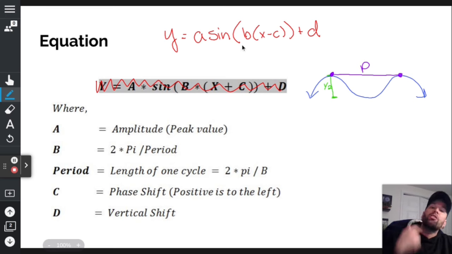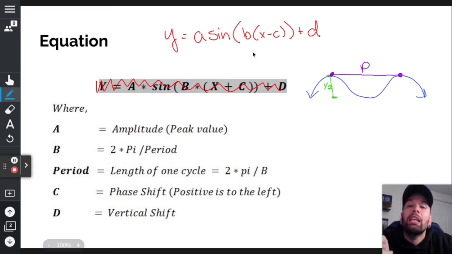Now, B is not my period. B is my frequency. If I have the period and I want to find B, I do 2 pi over the period to get B. And 2 pi over B will get me the period. Okay, so that's that. C and D are unique here. They're my shifts.